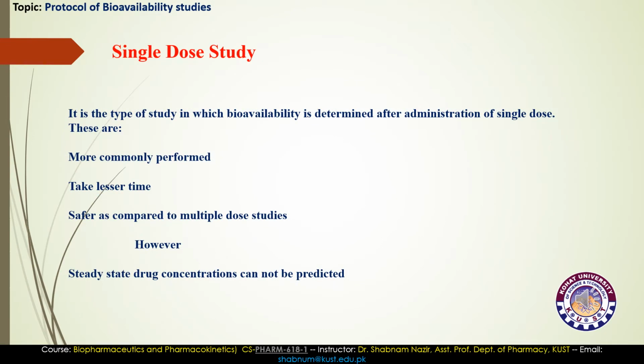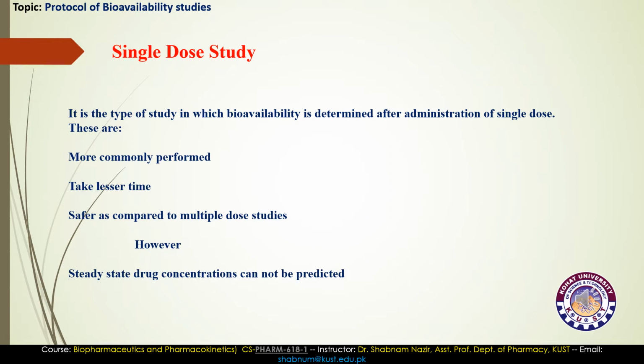Okay, bioavailability studies or bioequivalence studies, whatever you are going to perform, those could be single dose studies or multiple dose studies. Now, a single dose study is the type of study in which bioavailability is determined after administration of a single dose. These are the most commonly adopted version, and they are usually adopted because they take less time to conduct. Moreover, they are safer as compared to multiple dose studies in case of drugs like antipsychotic or antidepressant drugs, which are not that safe. So their multiple dose studies are also not that safe.